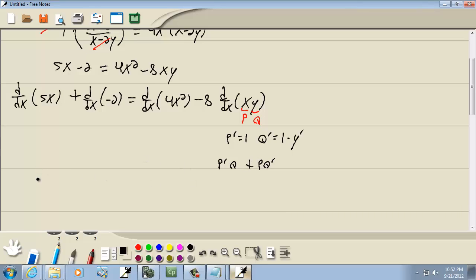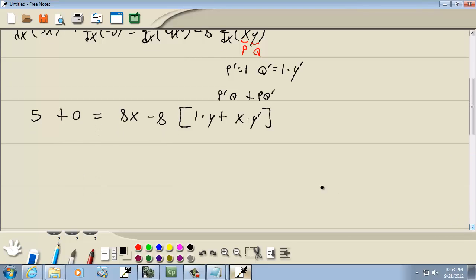Okay, so the derivative of 5x is 5. Derivative of negative 2 is 0. Derivative of 4x squared is 8x, minus 8 times p prime, which is 1, times q, which is y, plus p, which is x, times q prime, which is y prime. Okay, so we got 5 equals 8x, and multiply the negative 8 through, so we got negative 8y. And negative 8 times x y prime gives us negative 8x y prime.